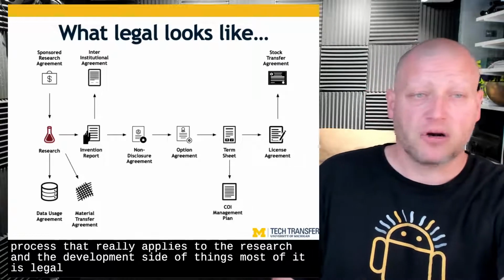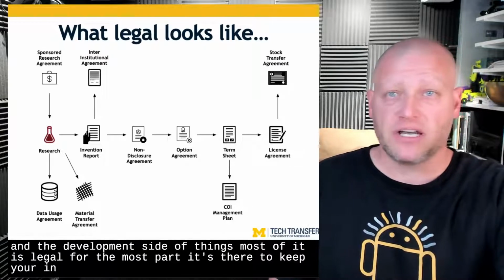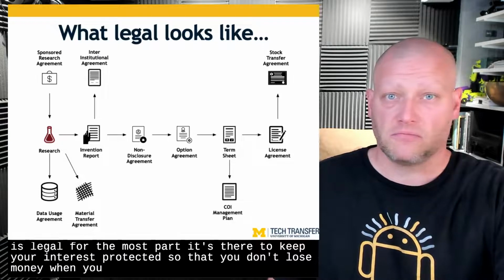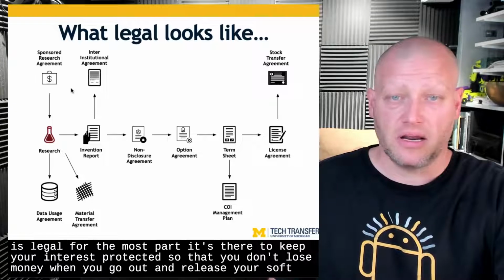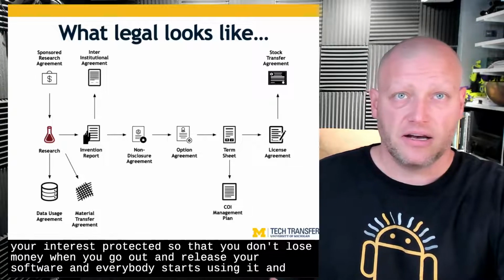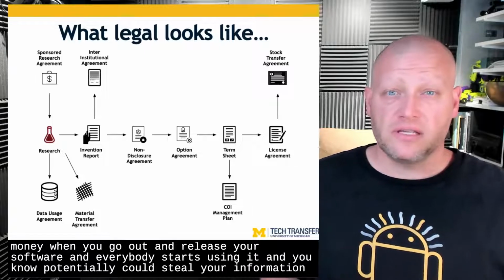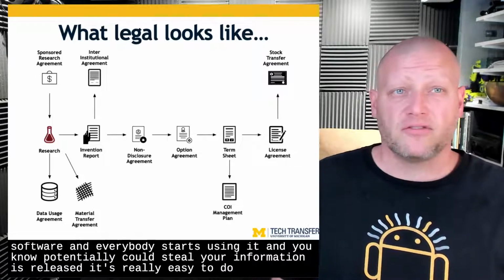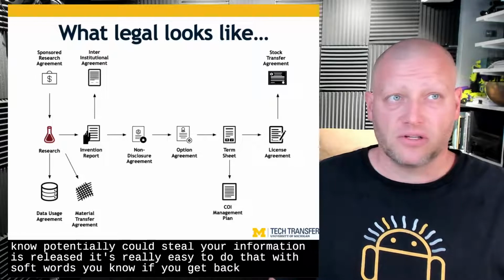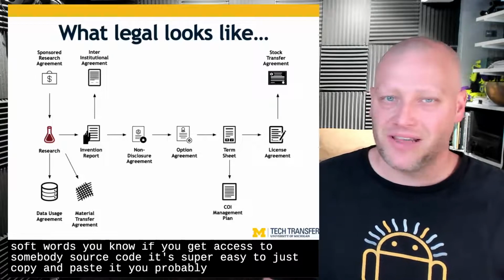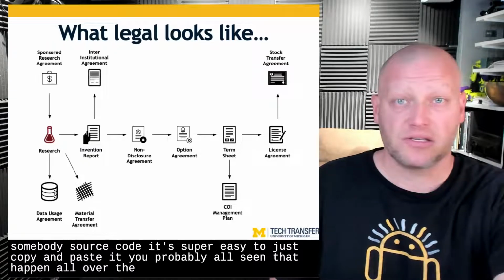And for the most part, it's there to keep your interests protected so that you don't lose money when you go out and release your software and everybody starts using it and potentially could steal your information. It's really easy to do that with software. If you get access to somebody's source code, it's super easy to just copy and paste it. You've probably all seen that happen all over the place and not just in your classes.